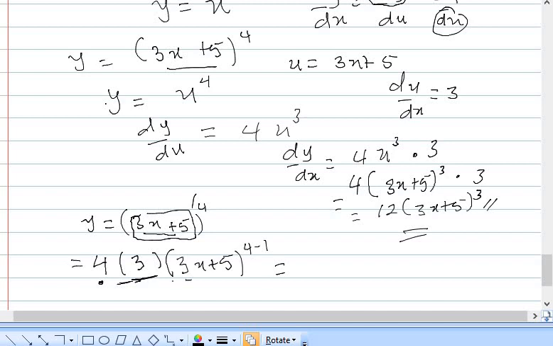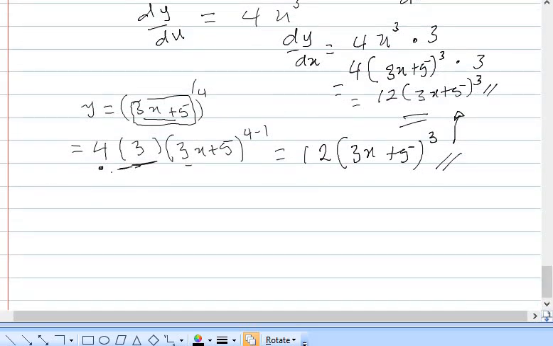Then 3 times 4 is 12, and then 3x plus 5 to the power of 4 minus 1, which is 3. So as you see, it's similar to the one we did with the formula. It's similar.